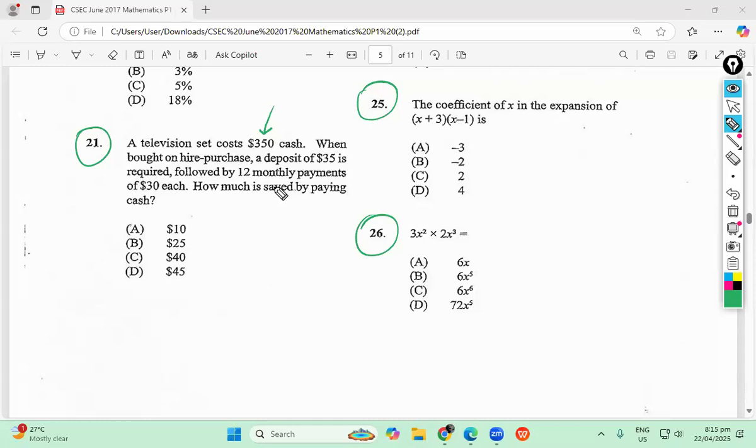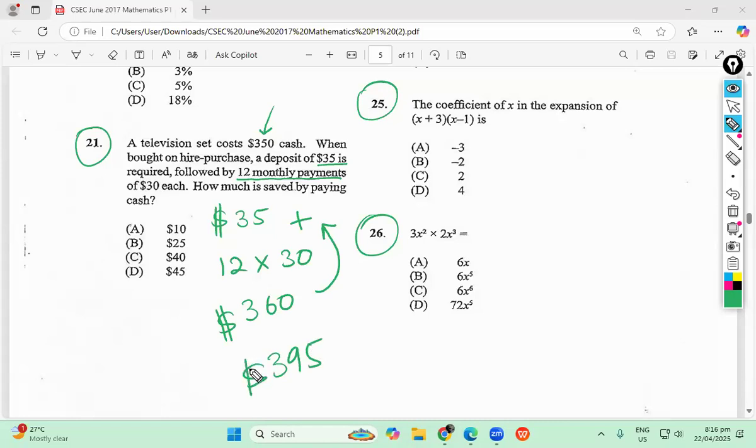So what they're saying is that you could put down how much? $35 first, and they will let you take home the TV. But then, for the next 12 months, you have to pay $30. So 12 by 30 is $360, plus the original 35 you put down in the first place. 360 plus 35 is how much? $395.